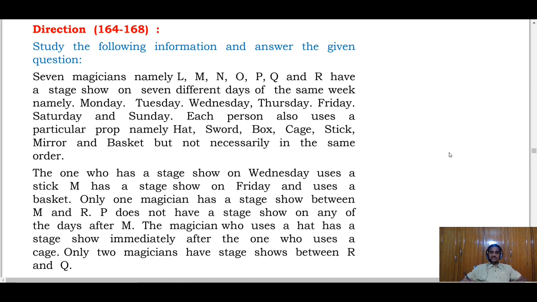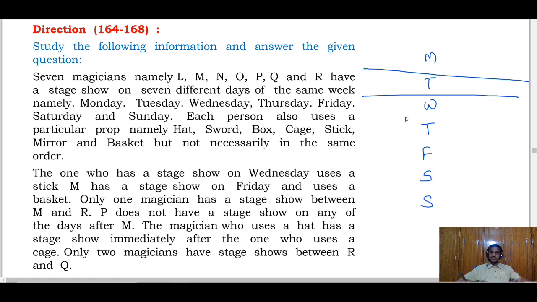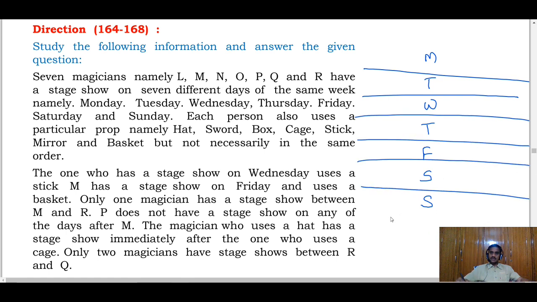What is the information you have? Seven magicians have a stage show on seven different days, namely Monday, Tuesday, Wednesday, Thursday, Friday, Saturday, and Sunday. Now seven persons on these seven different days. Then coming to condition number one. Each person also uses a particular prop, namely a hat, sword, and so on.